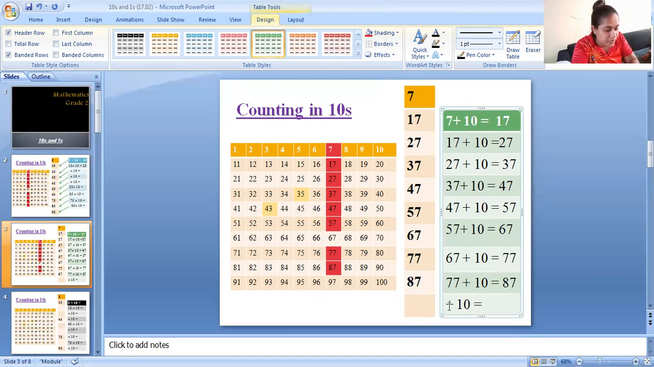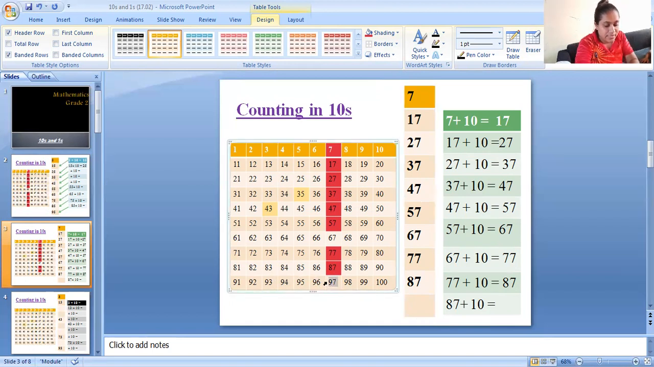Now here we should add 87 and 10 to get the answer here. 1, 2, 3, 4, 5, 6, 7, 8, 9, 10. What is the answer? It is 97. The answer is 97.